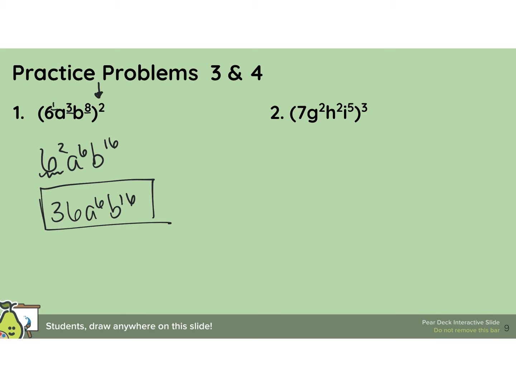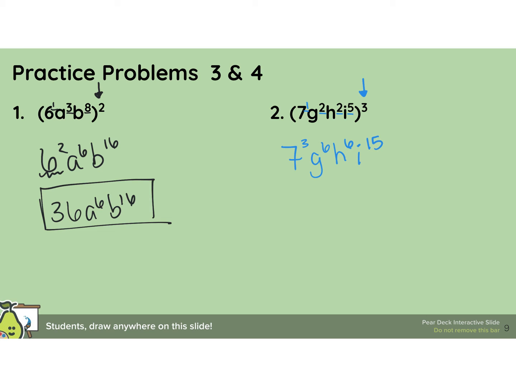Final answer. Next one, this monomial is being raised to the 3rd power, so I need to write in any ones that might be there. All of these exponents, the 1, the 2, and the 5, are going to get multiplied by 3. So this is 7 to the 3rd, G to the 6th, H to the 6th, and I to the 15th.